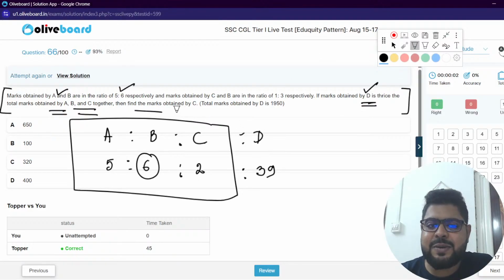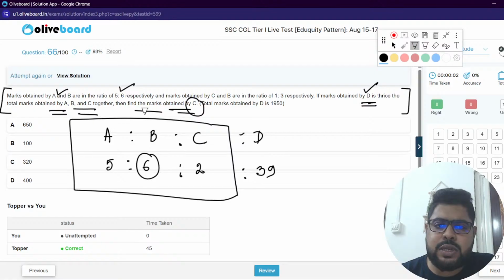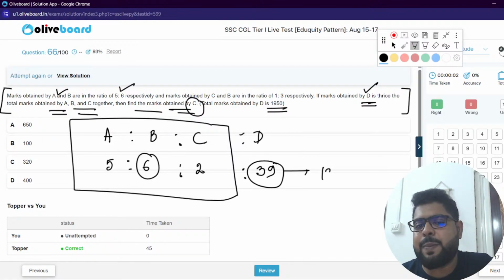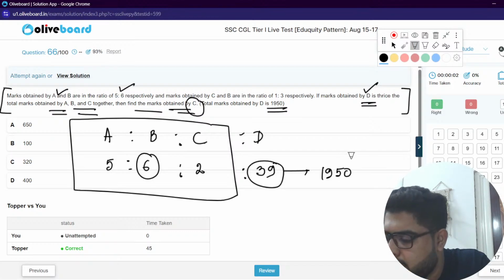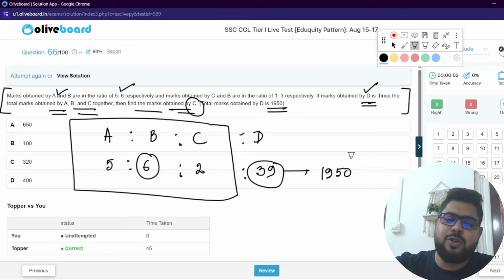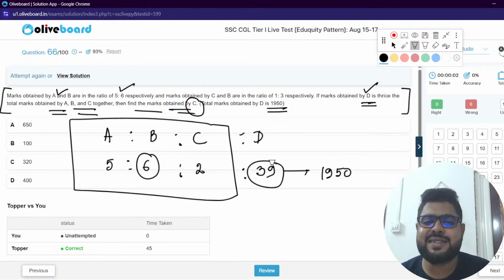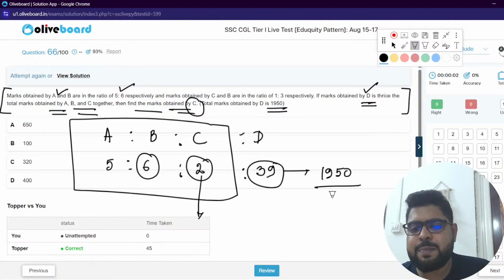Okay, then find the marks obtained by C. Total marks obtained by D is 1950, so 39 parts is 1950. Then they are asking what is the value of 2 parts. So 1 part is 1950 by 39, and 2 parts will be two times that.